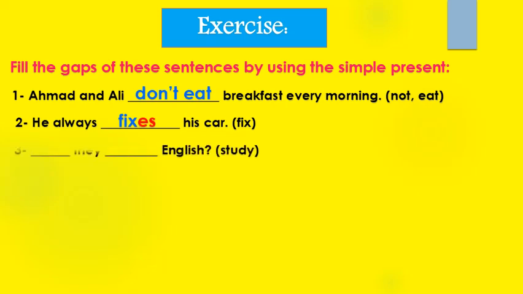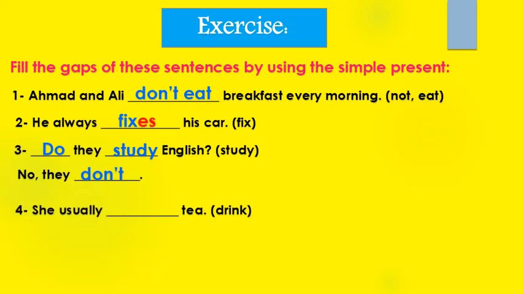Number 3. Blank they blank English, and here we have a question mark. So here we have two blanks. So they, is it singular or plural? It is plural. So we add do. So do they study English? So here the answer is yes or no. So the answer is no, they don't.